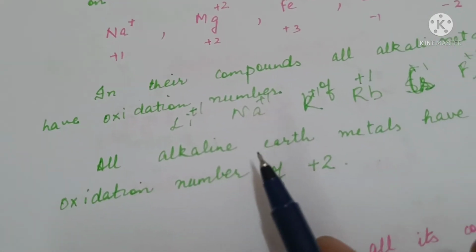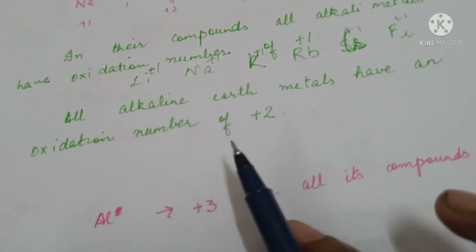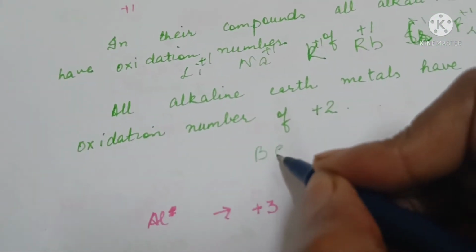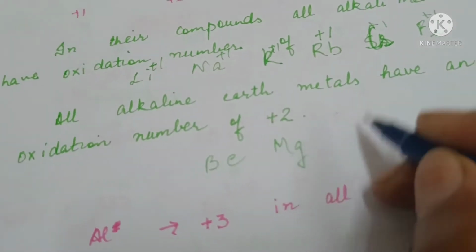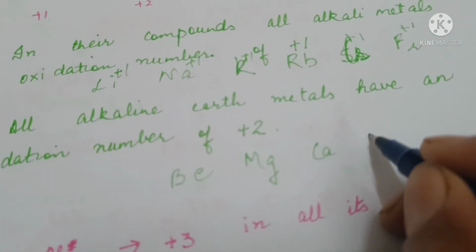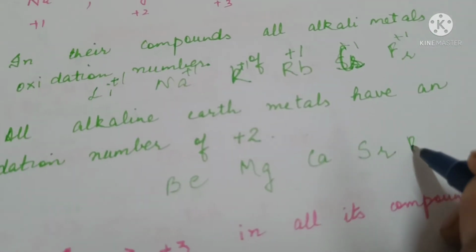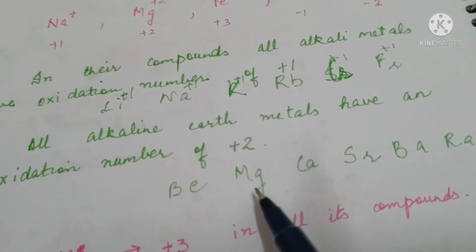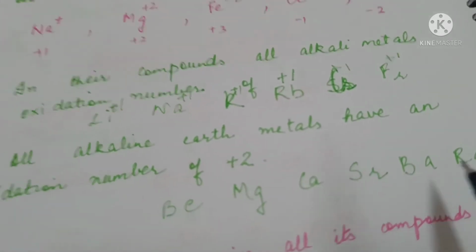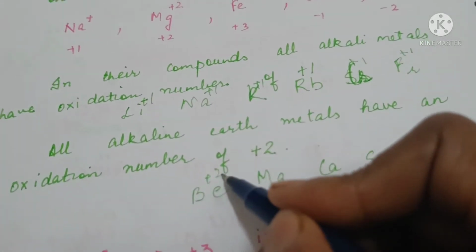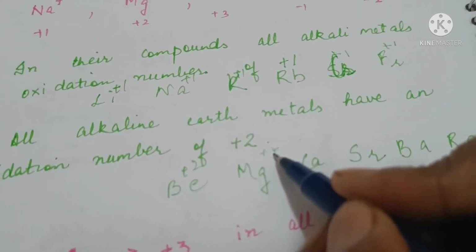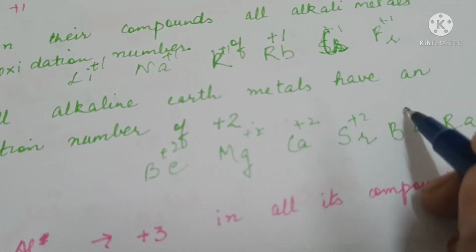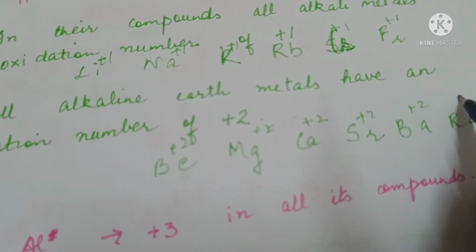Similarly, in their compounds, all alkaline earth metals have an oxidation number of +2. So beryllium, magnesium, calcium, strontium, barium, radium all have an oxidation number of +2. All alkaline earth metals have an oxidation number of +2.